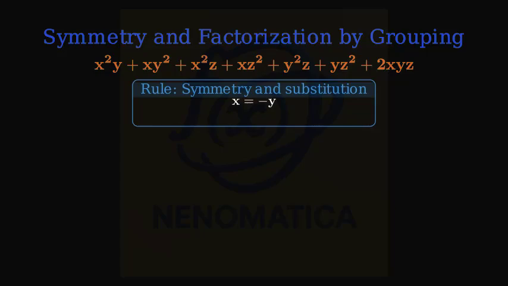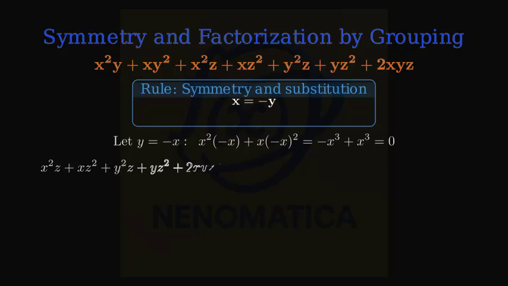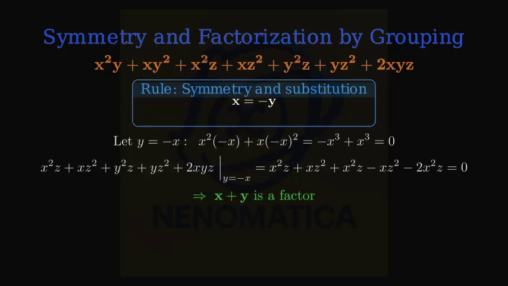Let's begin. Because the expression is symmetric in x, y, and z, it is natural to test the factor x plus y by substituting y equals negative x. Notice that x squared y plus xy squared becomes negative x cubed plus x cubed, which is 0. The remaining terms with y replaced by negative x also cancel to 0, so the whole expression becomes 0. Therefore, x plus y is a factor.